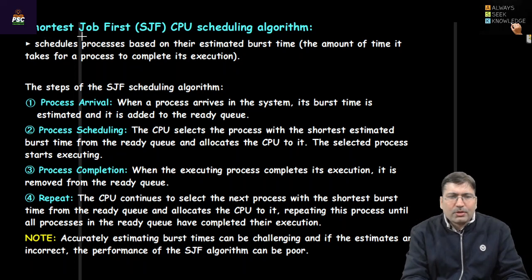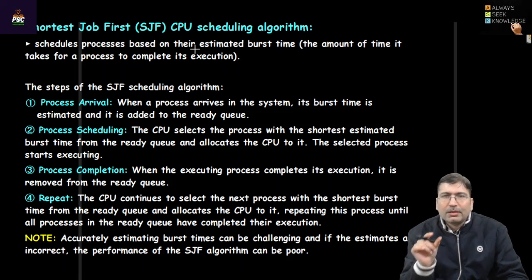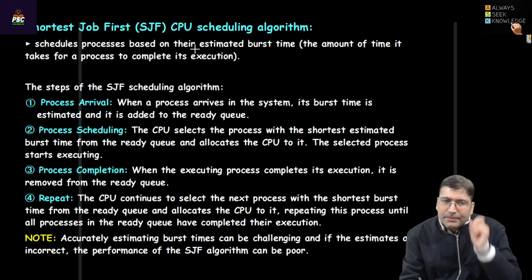The next scheduling is shortest job first scheduling. In this, the criterion for selecting a process from the ready queue is the required CPU cycle, or required CPU burst. So if a process is requesting fewer CPU cycles, the scheduler will give it more priority or preference than those requesting more CPU cycles, right?